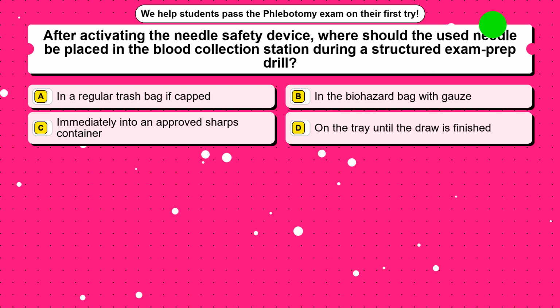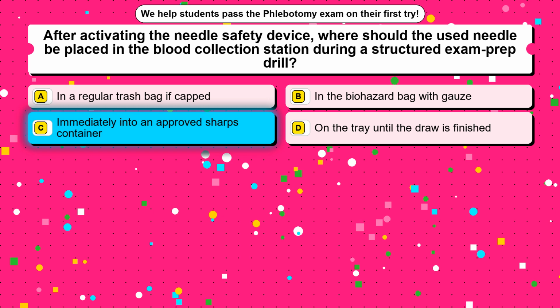Question 6. After activating the needle safety device, where should the used needle be placed in the blood collection station during a structured exam prep drill? Option A. In a regular trash bag if capped. Option B. In the biohazard bag with gauze. Option C. Immediately into an approved sharps container. Option D. On the tray until the draw is finished.